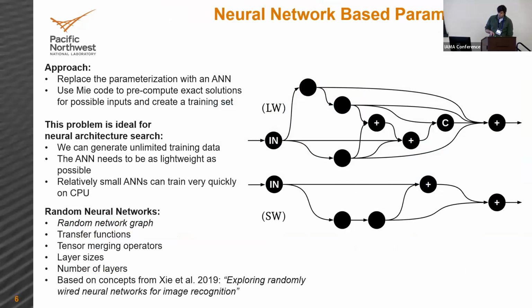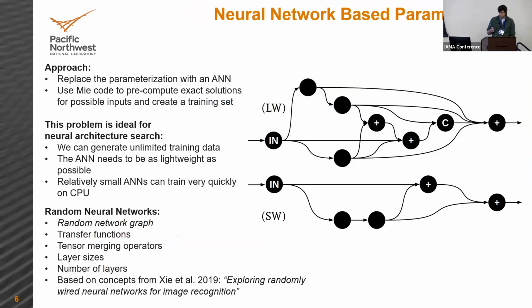So our approach is to try to replace this parameterization with a neural network. We'll use Mie code to generate our training data set. And we decided to use a neural architecture search to try to find a neural network that provides a good balance between the network size and the network accuracy. And this is a good problem to do this sort of thing on because we can generate basically as much training data as we want.